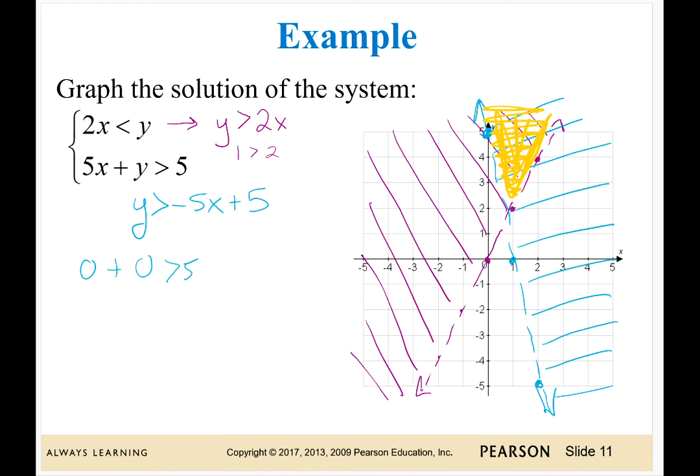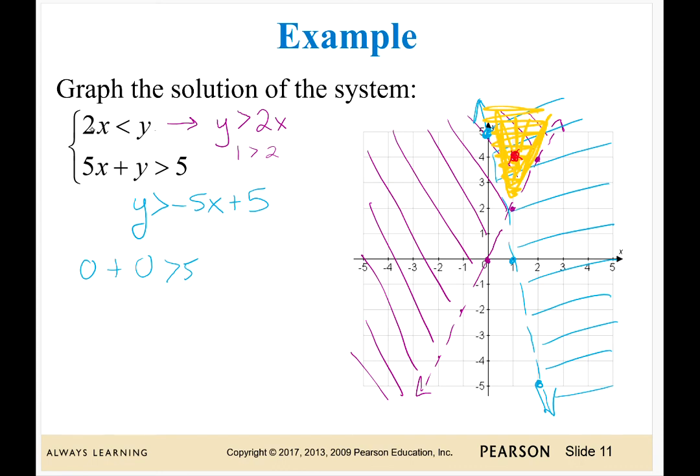Okay, so that is my answer. Any point in that little triangular area will satisfy both of these inequalities at the same time. So if you choose any point in there, and if you want to, pick one. Like it looks like the point 1, 4, right? 1, 4 is right here. So the point 1, 4 should satisfy both of these.